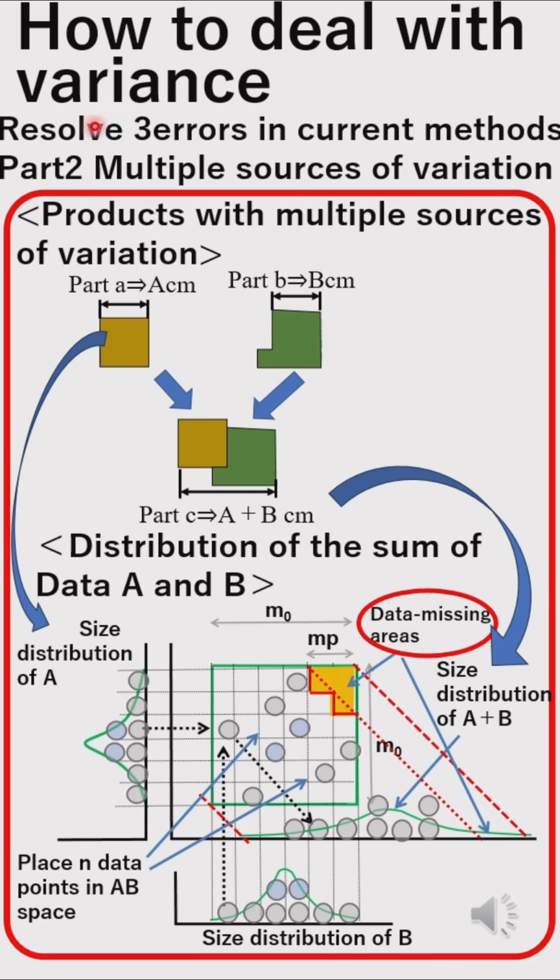I believe many design and analysis methods commonly used in industry contain three major sources of error. In the variability handling approach, each of them is improved through three separate steps. The second source of error is quality assurance for products or data that contain multiple sources of variation.